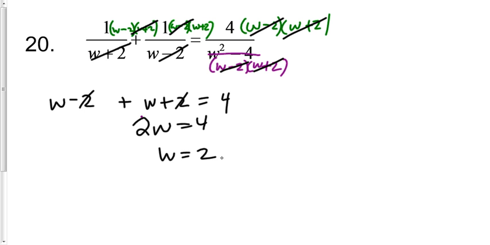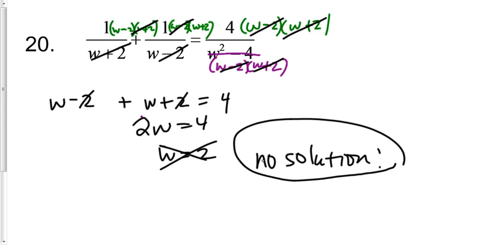Now, what's wrong with this answer? Well, if I think about plugging it in, there's a problem, because if I plug 2 into this fraction, 2 minus 2 gives me 0. If I plug 2 into this fraction, it also gives me 0. So I can't have fractions that are undefined. So we actually don't have a solution here. No solution. We did all of our math correctly, but when you plug it back in, it doesn't work because you end up with undefined fractions. So no solution to this one. Watch out for those. It's going to happen at least one more time on your worksheet.